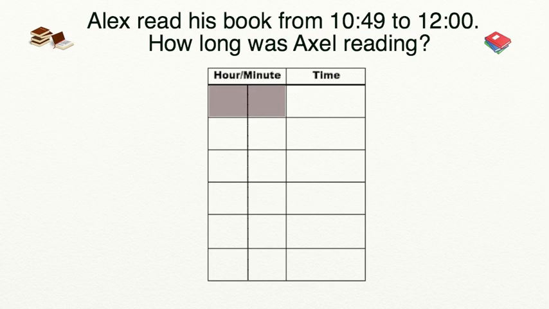Let's walk through another word problem together. This time we're going to practice with the T-chart. Alex read his book from 10:49 to 12 o'clock. How long was Alex reading?